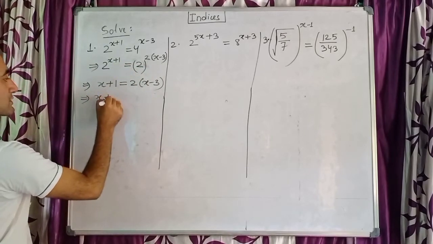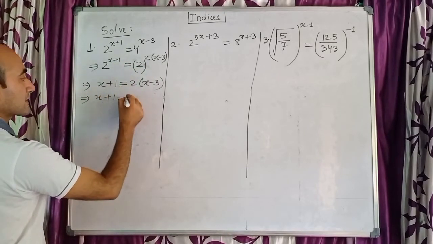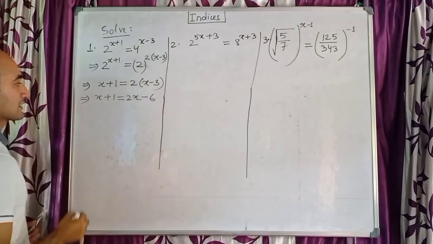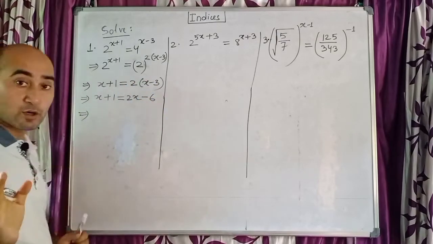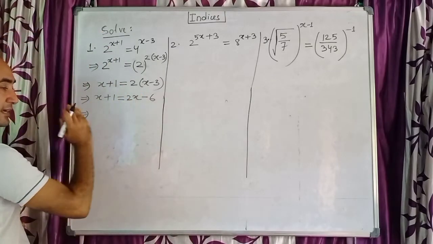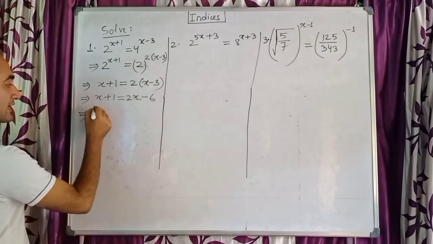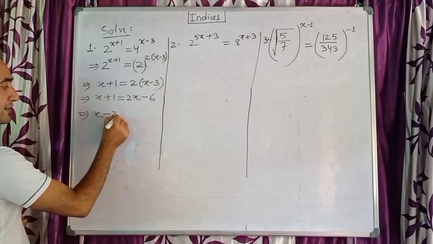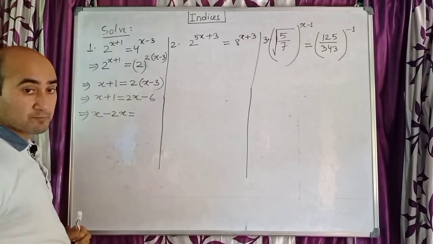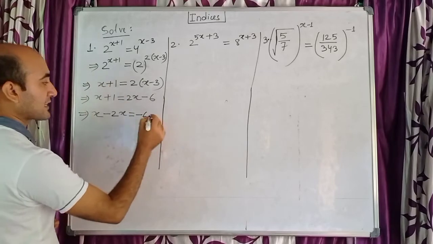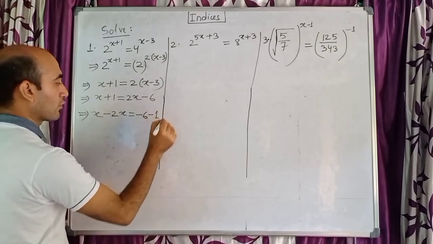Now x plus 1, here you multiply 2 into x, 2x minus 2 threes are 6. Now you know we have to find the value of x. Solve means you have to find the value of x. So make x one side and number one side. Bring this 2x here. It will become minus 2x because plus becomes minus. So minus 6 is in the correct position. Take this plus 1 that side. It will become minus 1.